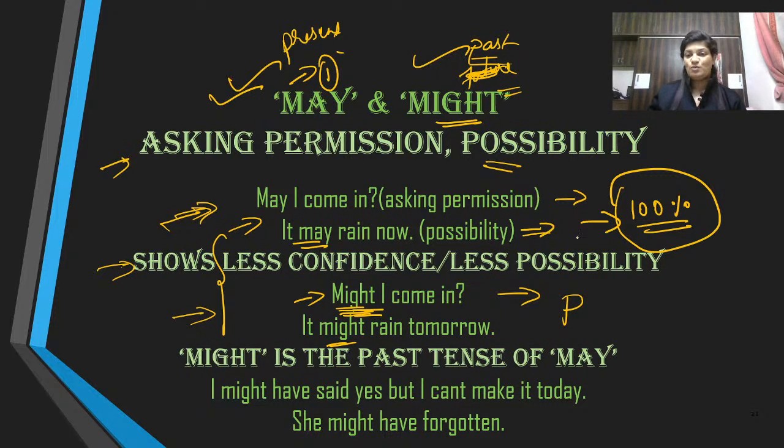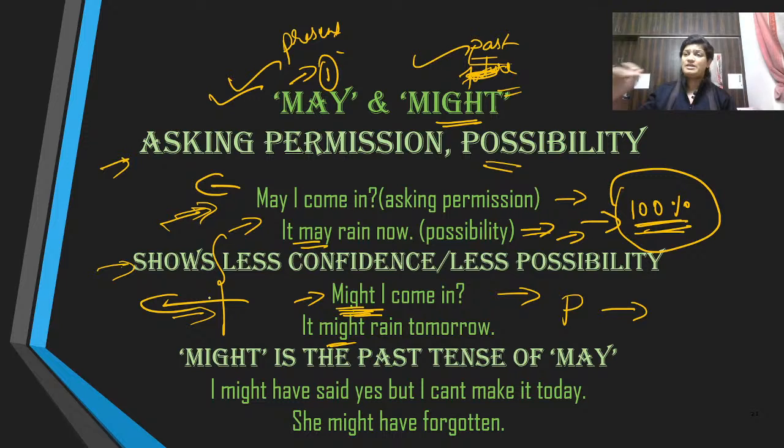The question is, when you say it may rain, are you sure that it's going to rain for sure, 100%? You're certainly not. Even when you say it might rain tomorrow, you're not sure. In both the scenarios, you're not sure. Both express only the possibility of happening. It doesn't say that for sure it's going to happen.